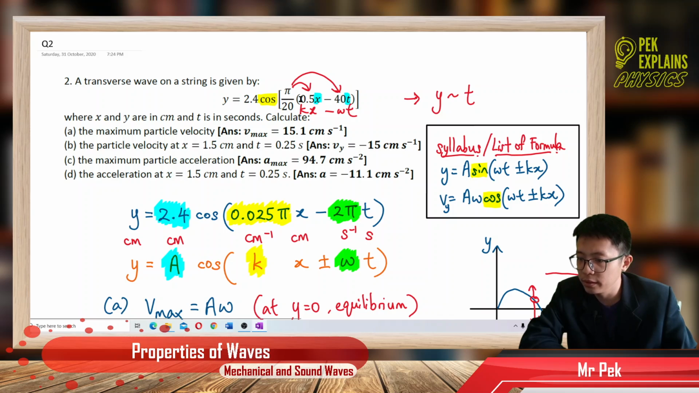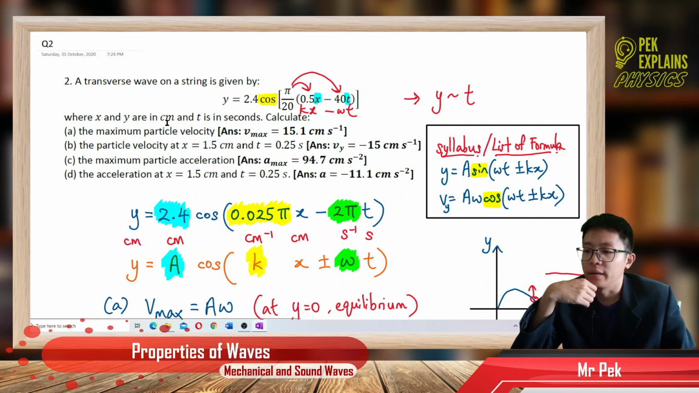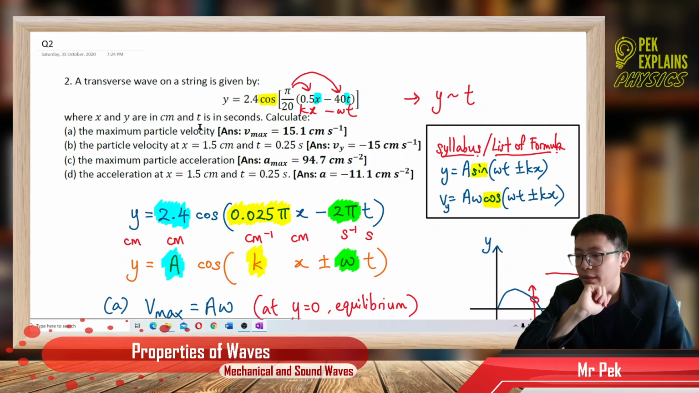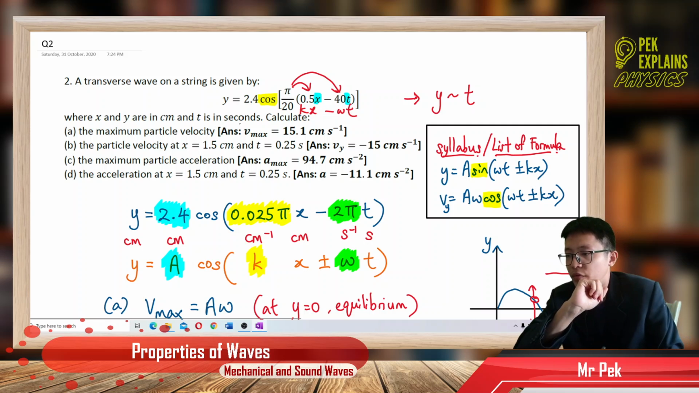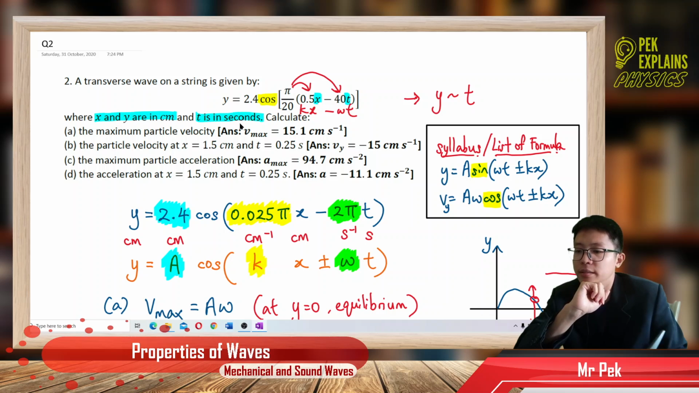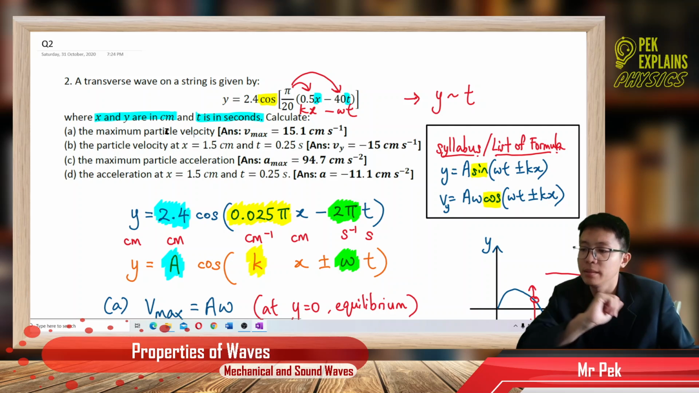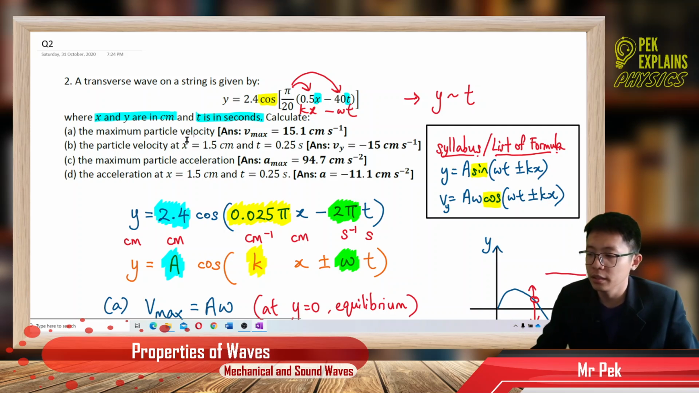So pi over 20 times 0.5x minus 40t, where x and y are in cm. Okay, and t in second. This is also very important about the unit. x and y in cm and t in second. Calculate the maximum particle velocity.